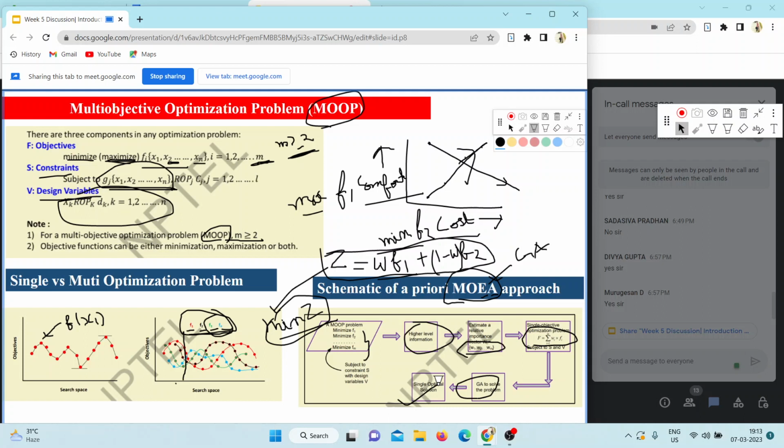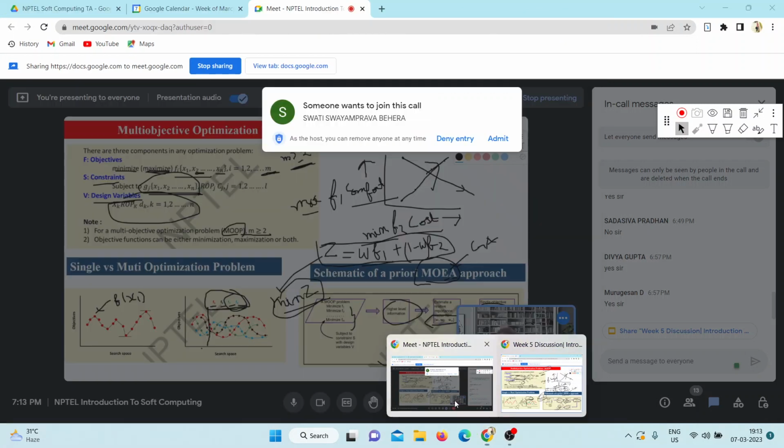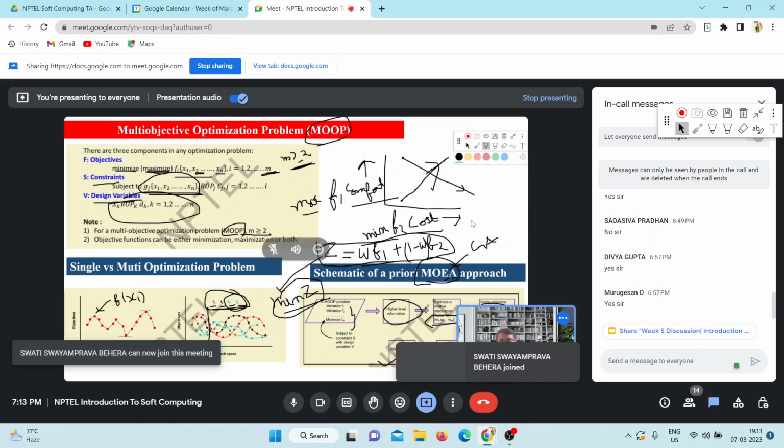So is this clear to all of you? Is this portion clear to all of you?